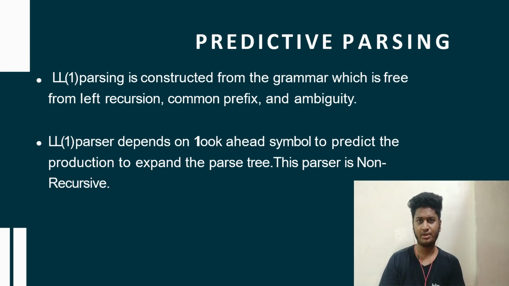Let us understand the recursive descent parser technique, which is also called predictive parsing. LL1 parser is constructed from grammar which is free from left recursion and ambiguity. LL1 parser depends on one lookahead symbol to predict which alternative to choose when we have alternatives. This is the recursive descent parser technique.